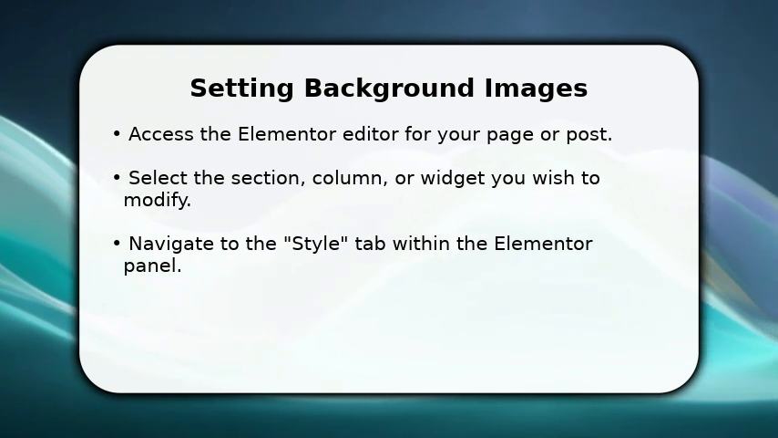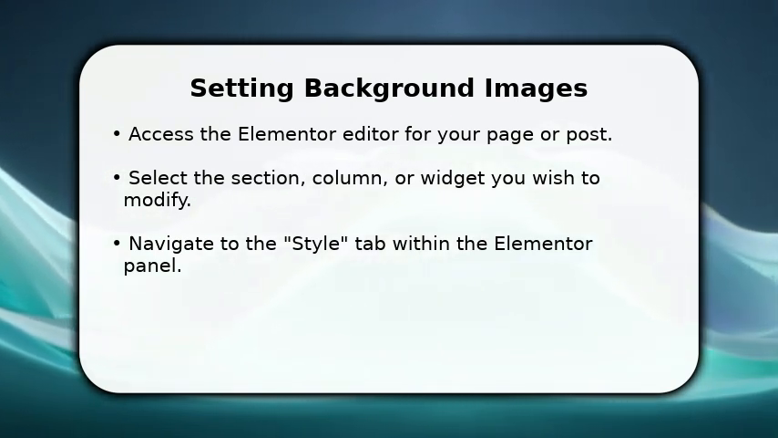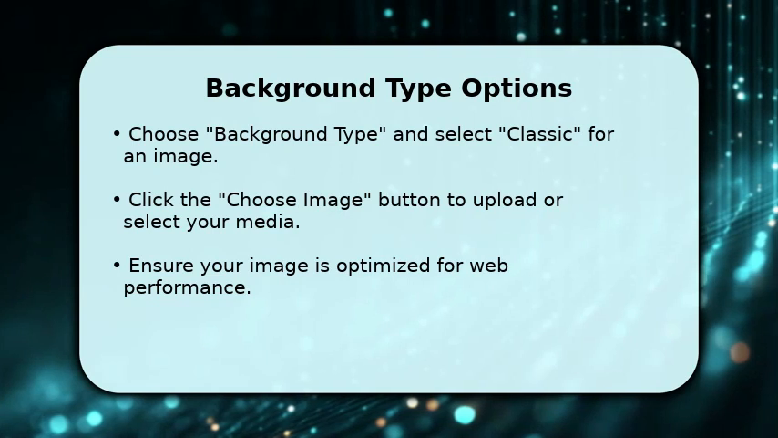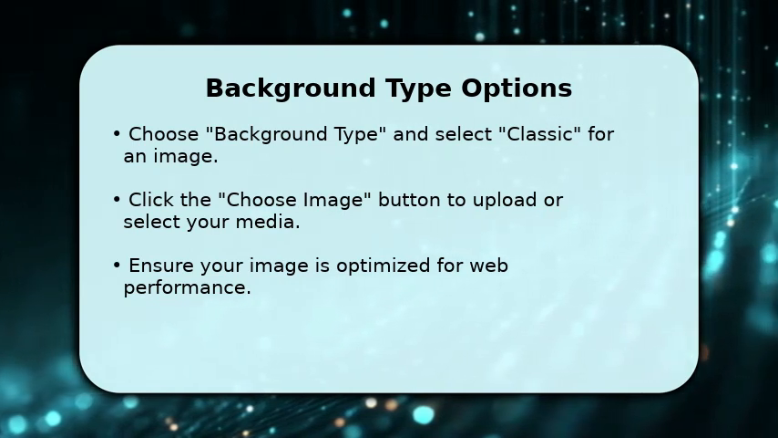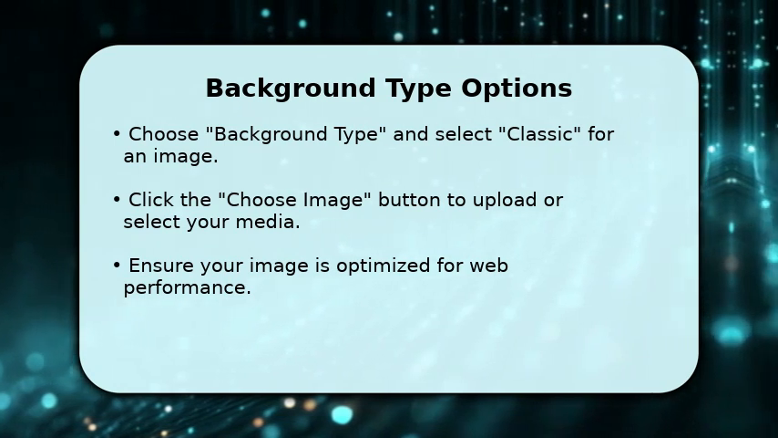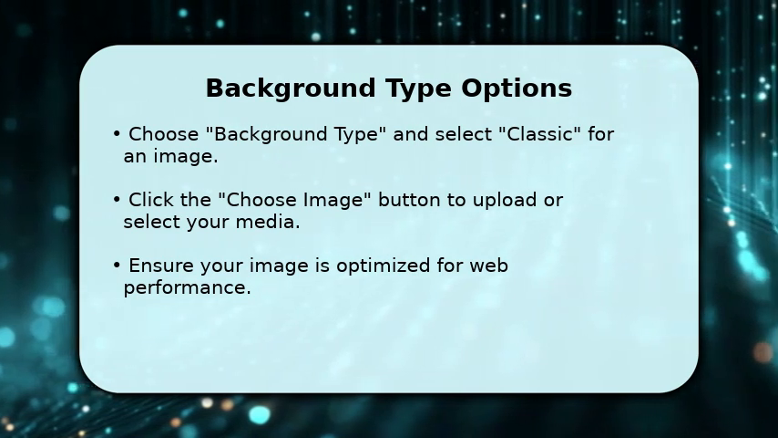Then, locate and click on the Style tab in the Elementor left-hand panel. This tab is where all your visual design adjustments will be made. After navigating to the Style tab, you will see the Background section. Here, under Background Type, select the Classic option. This choice allows you to use a single image or a solid color.